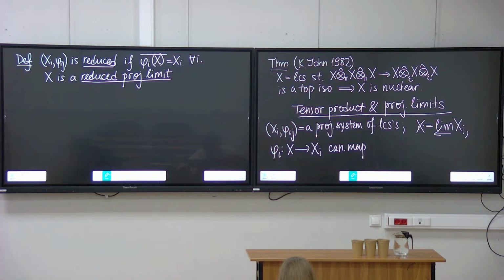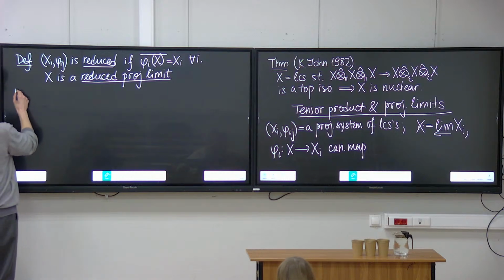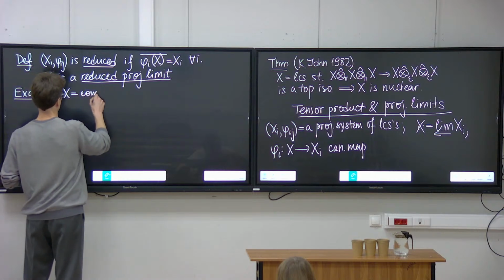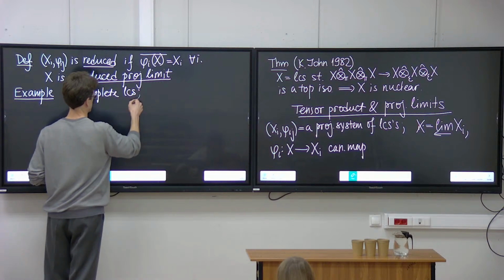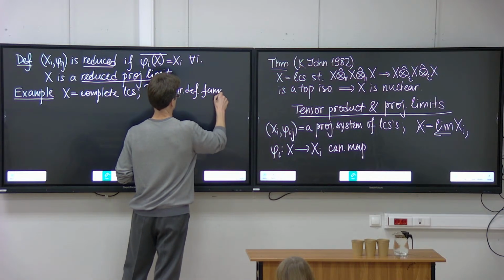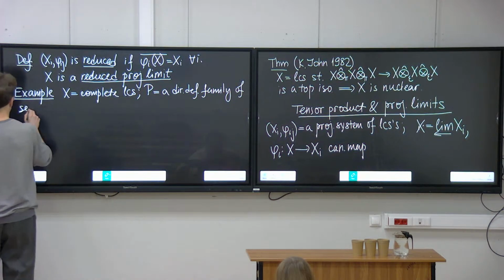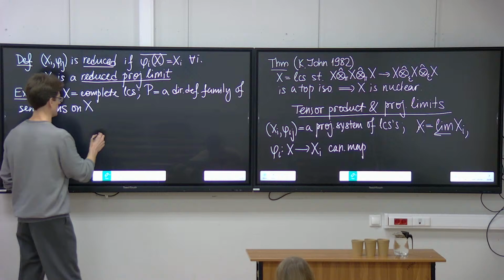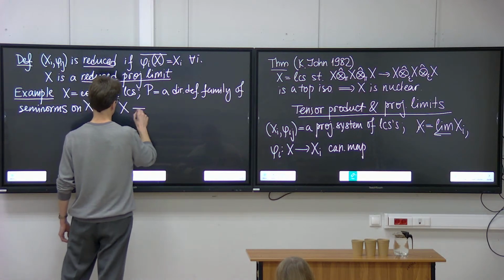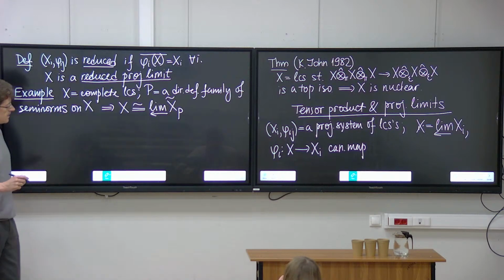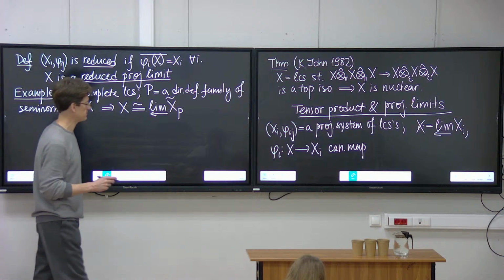In fact, almost all concrete examples of projective limits, which we discussed before, are in fact reduced. And this is due to the following very general example. If X is a complete locally convex space, and P is a directed defining family of semi-norms on X, so we know that in this case, X is topologically isomorphic to the projective limit of the associated Banach spaces, X_P tilde. And just by the construction of these spaces, X_P tilde, this is a reduced projective limit.